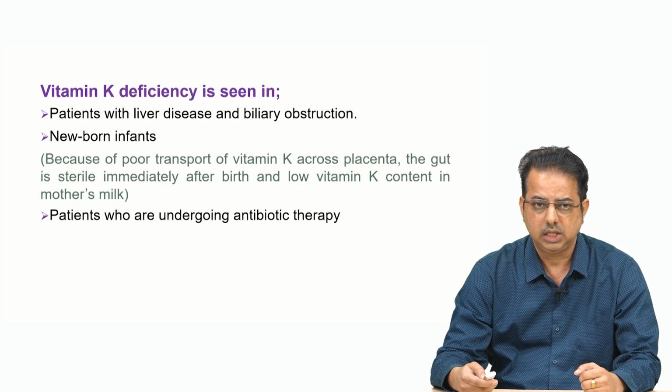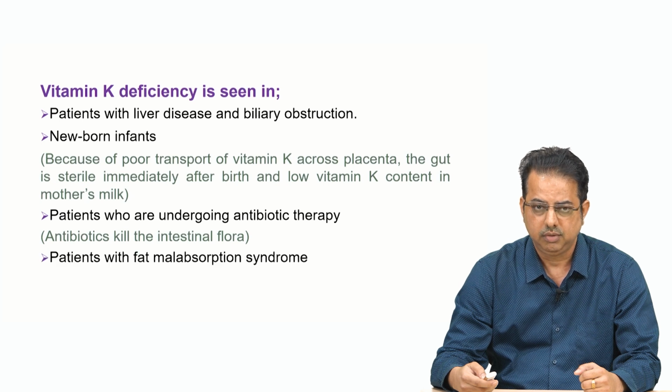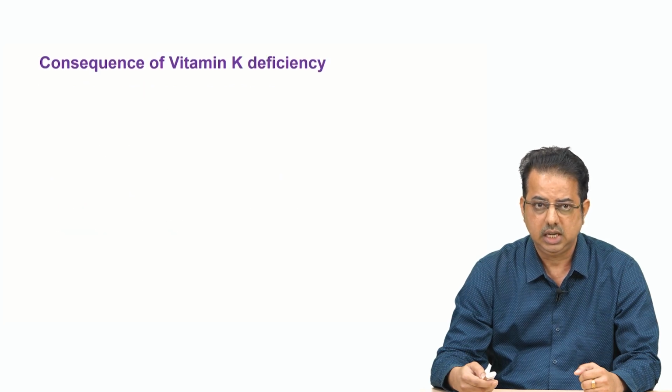The third condition in which we can find vitamin K deficiency is patients who undergo long-term antibiotic therapy, because antibiotics will kill the intestinal bacteria which generally produce the vitamin K. The fourth condition is with the patient with fat malabsorption syndrome. So, these are the conditions where we find vitamin K deficiency. Next, we shall see the consequences of vitamin K deficiency.